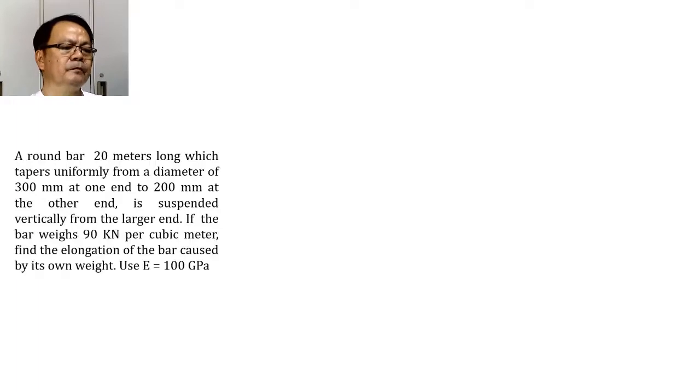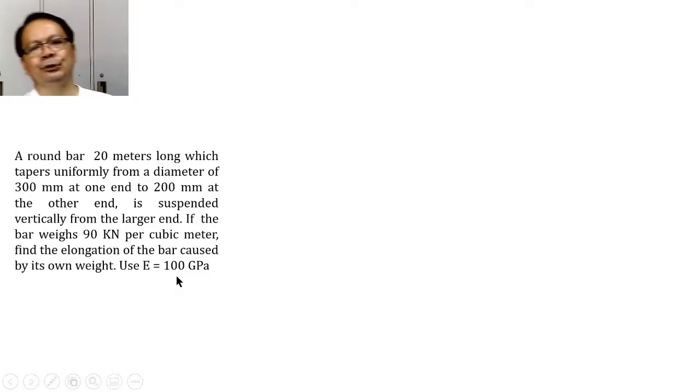And here is our second problem, guys. A round bar 20 meters long, which tapers uniformly from a diameter of 300 millimeter at one end to 200 millimeter at the other end, is suspended vertically from the larger end. If the bar weighs 90 kilonewton per cubic meter, find the elongation of the bar caused by its own weight. So we'll be using that E is equal to 100 gigapascal.